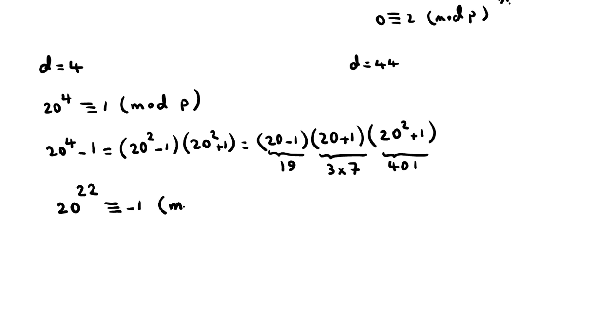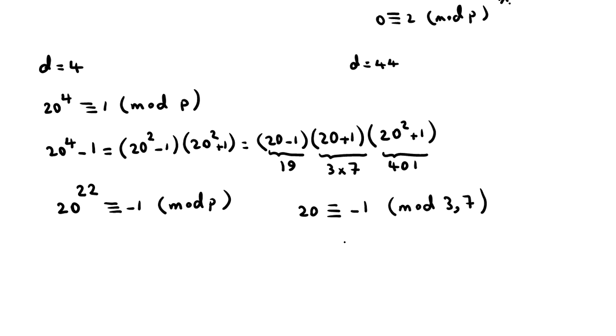The condition is mod P should be equal to negative 1. So if we check 3, 7, and 19 for all of them, 20 for 3 and 7, 20 is congruent to negative 1 mod 3 and 7 for both of them. I don't want to write two congruencies. It is congruent to negative 1 mod 3, and 20 is congruent to negative 1 mod 7.